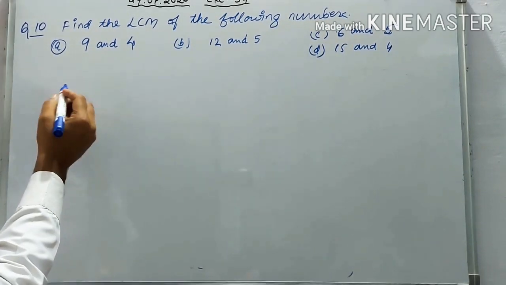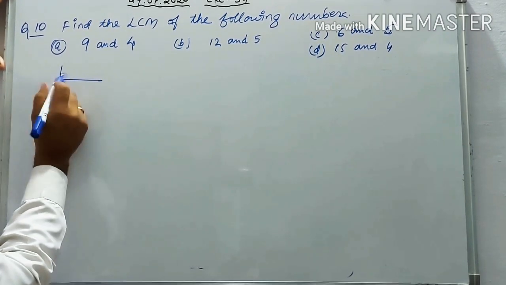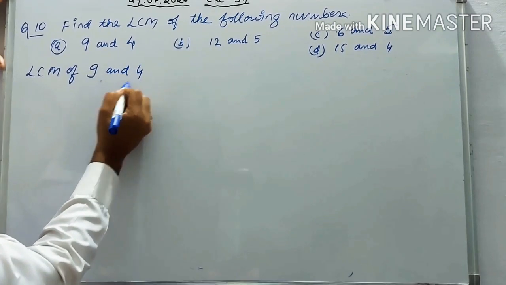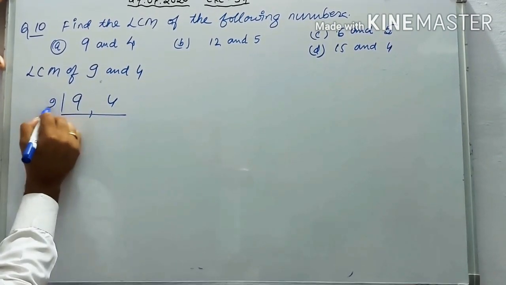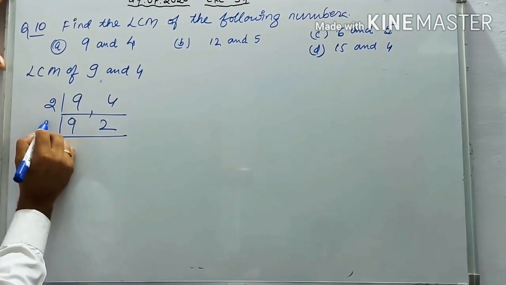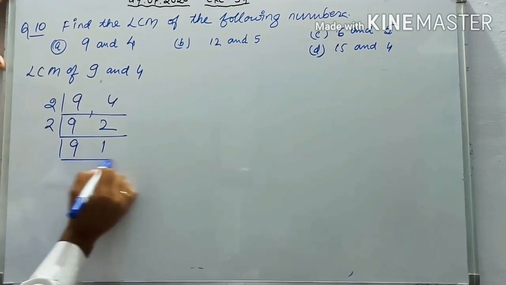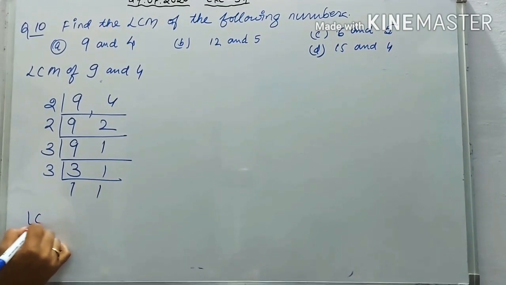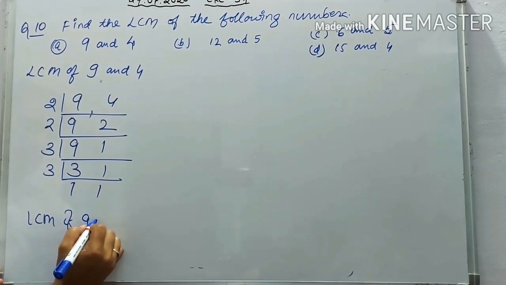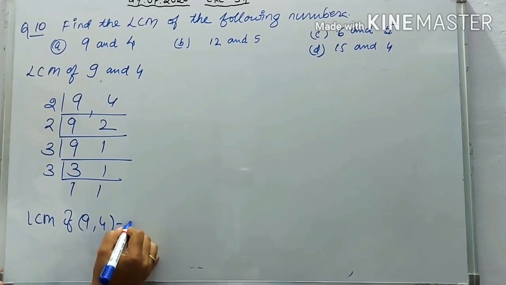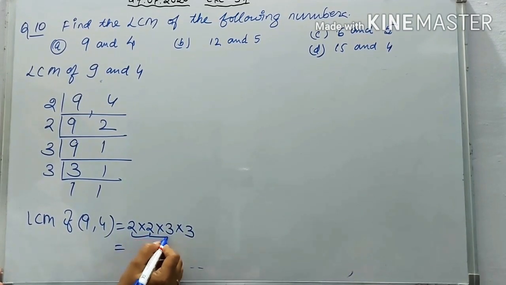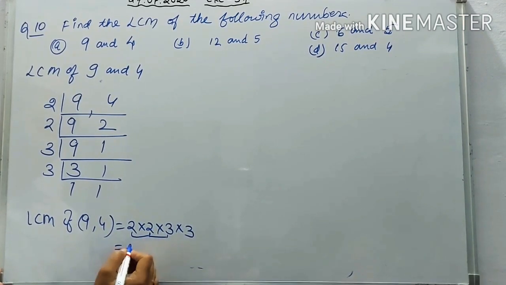So first, the LCM of 9 and 4. We divide by 2: 4 becomes 2, and 9 stays 9. Then 2 becomes 1, 9 stays 9. Then 9 becomes 3, and after that 3 becomes 1. So the LCM of 9 and 4 is 2 into 2 into 3 into 3. 2 2 is 4, 4 3 is 12, 12 3 is 36.